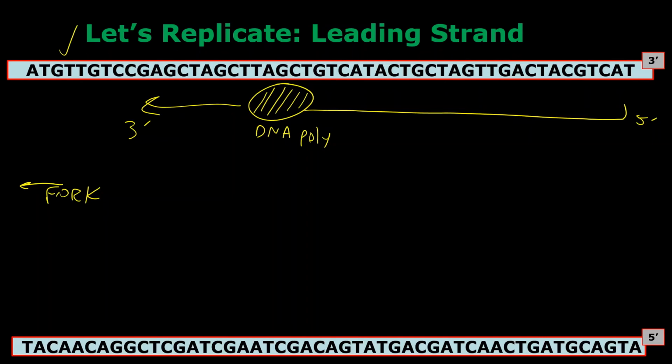Okay, 3, 2, 1. Now, what bases will be here? Well, again, you can go through and do this on your own if you want. But if it starts at this end, T goes with A, then A goes with T, then C goes with G, and T goes with A, and G goes with C, then a G, then a T, then an A, and you can keep on going and keep on going.